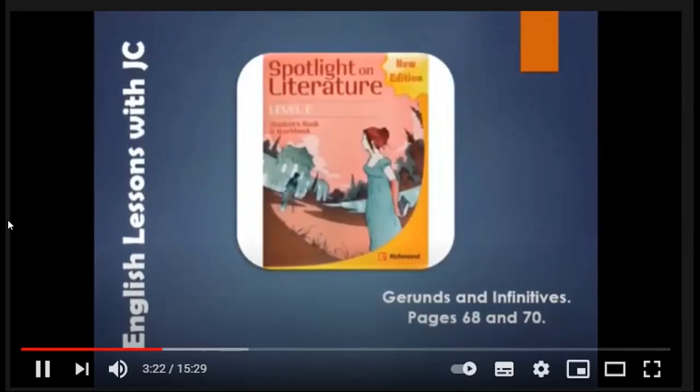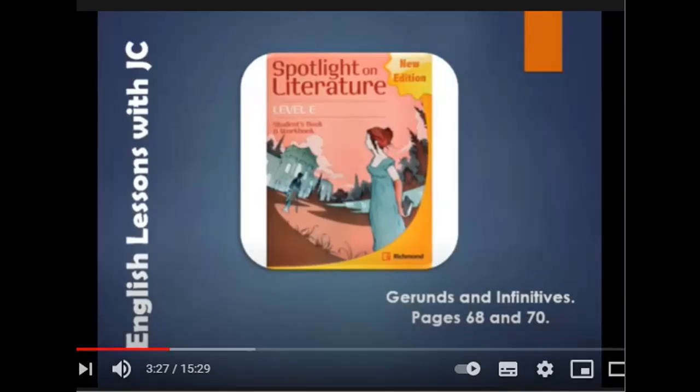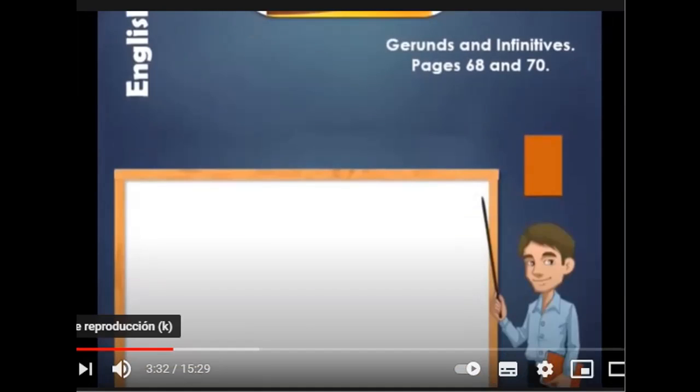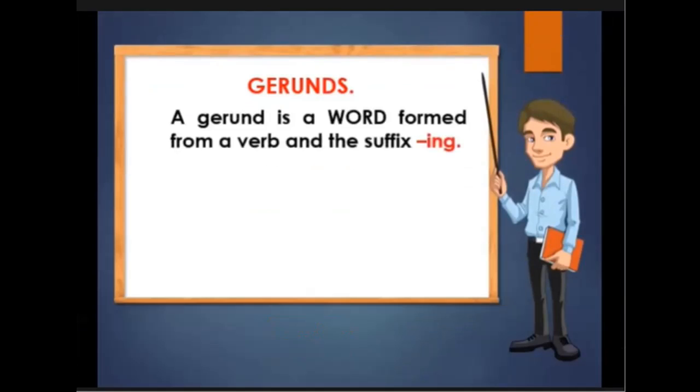Today's class is about gerunds and infinitives. In your Spotlight on Literature, you have to open pages 68 and 70. Well, actually from 68 to 70. First things first, we're gonna remember what gerunds and infinitives are. And so I will provide you the definition of a gerund. A gerund is a word formed from a verb and the suffix ing. So you have two elements here, the verb and the suffix ing. So you have, for instance, the verb cook, you add ing, you have cooking. Watch, watching. Read, reading. Very simple.